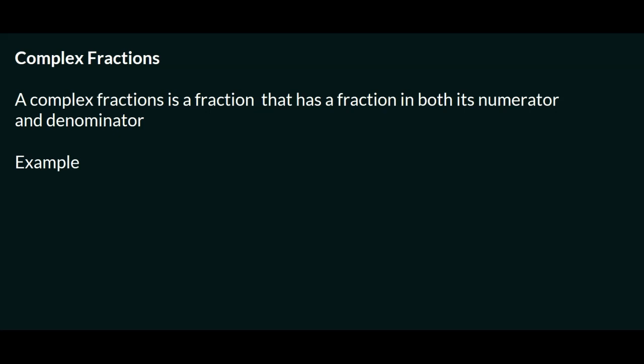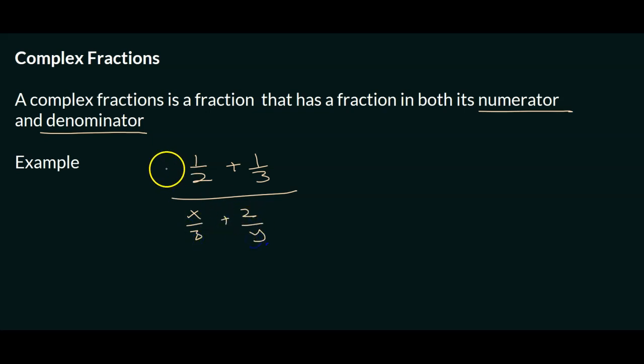So what is a complex fraction? A complex fraction is a fraction that has a fraction in both its numerator and its denominator. So let's look at an example. For example, I can have something like 1 over 2 plus 1 over 3, that is a fraction divided by x over 3 plus 2 over y. So you can see here that there is a fraction in the numerator. There's also a fraction in the denominator. And so this is going to be what we call a complex fraction.